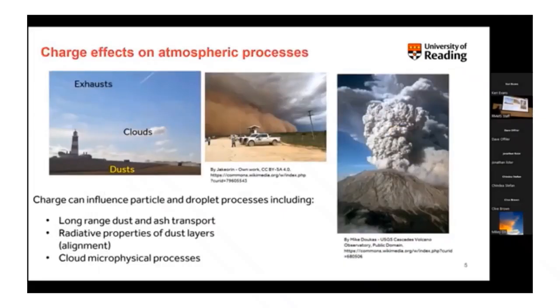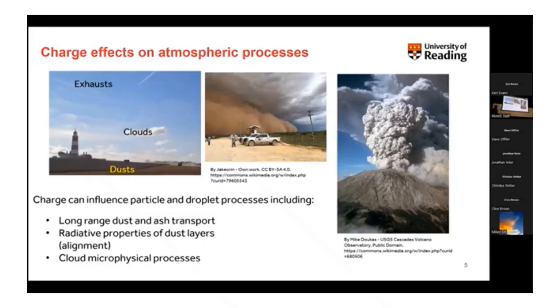And initially, the charge exists in the form of really tiny nanometer-sized charged ions. But they don't stay tiny for long because they interact with atmospheric molecules and aerosol particles and droplets. And this is the subject of a totally different talk, or three totally different talks, but I just wanted to make you aware that charge can actually affect many different types of aerosol and droplet processes.